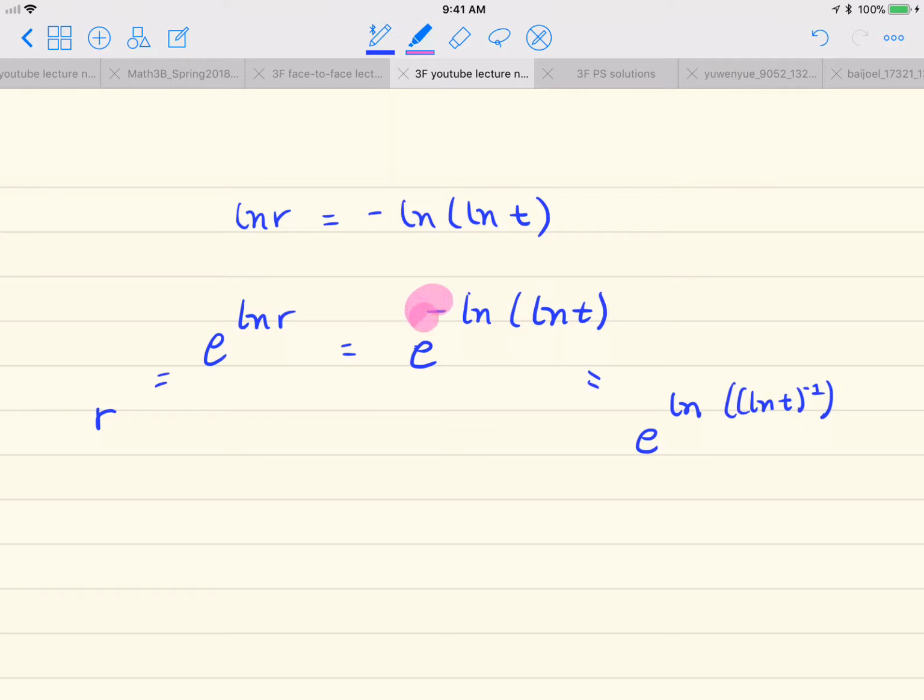So I'm going to take this negative and bring it to be my exponent. So I'm using my log rules, right? Log rules. So we have negative natural log of a is equal to the natural log of a to the negative 1.